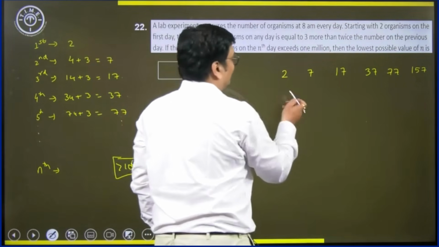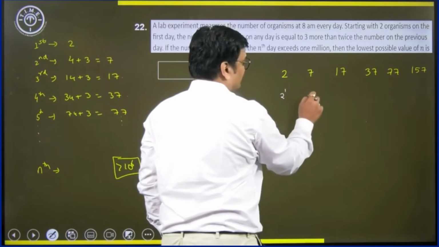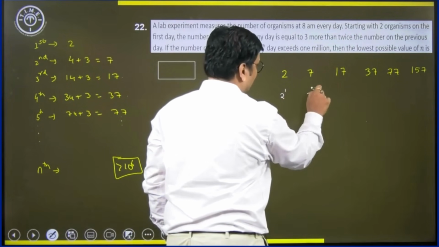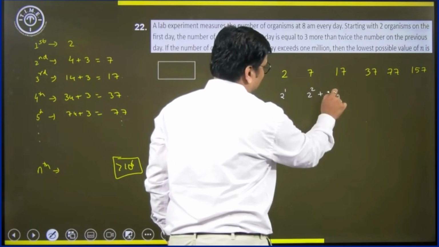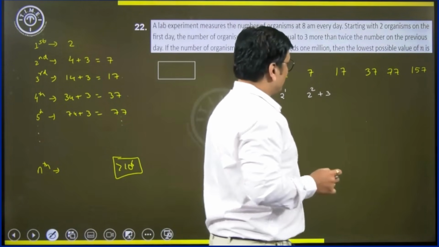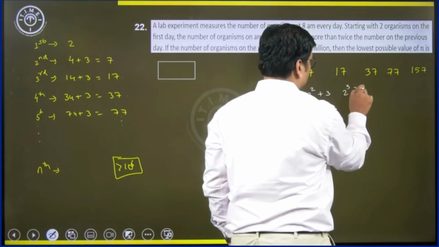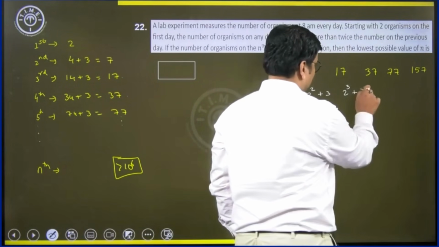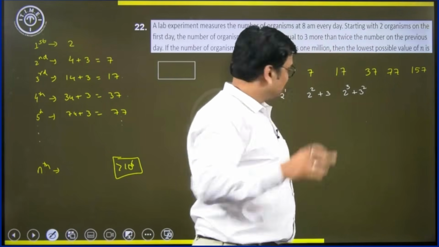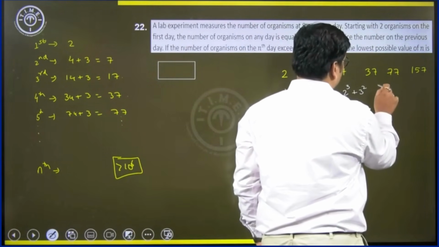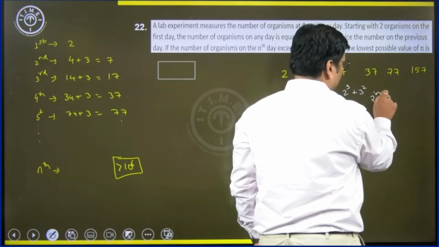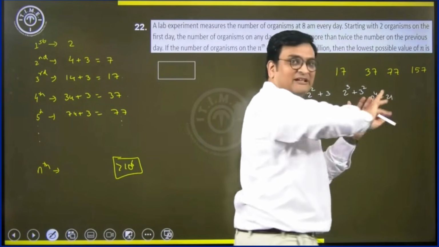So, this is 2 power 1. This is probably 2 square plus 3. So, this could be 2 cube, 8 plus 9, 3 square, something like this. 37 is 2 power 4, 16 plus 21. I am writing just the remaining ones.